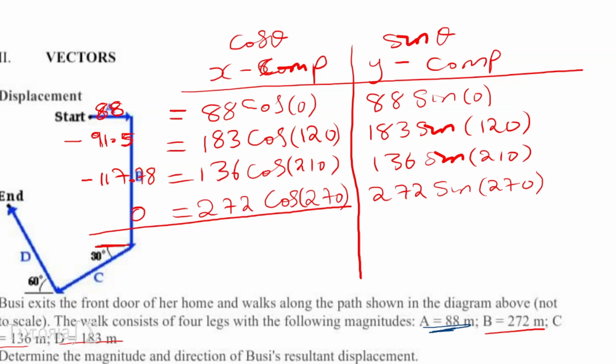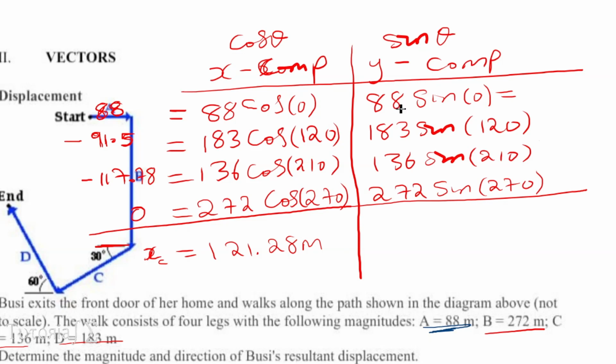So now we add. What are you getting when you add everything? All the x components. The answer is negative 121.28. Okay, that is the x component, 121.28 meters. All right, so we found our x component. Then now let's find the values for the y component.